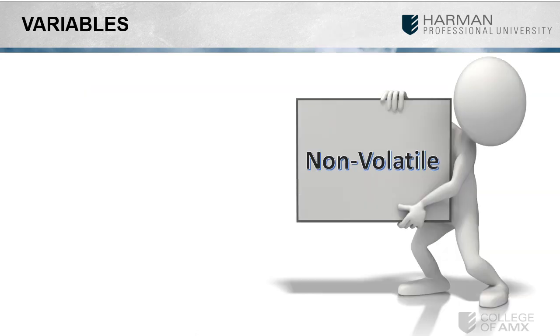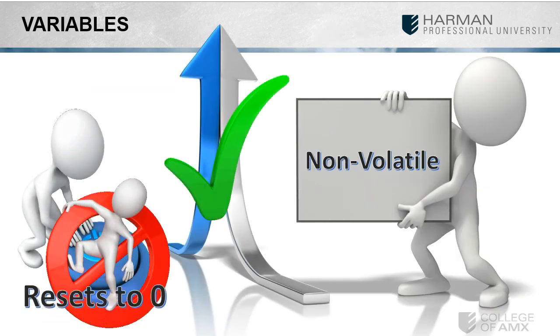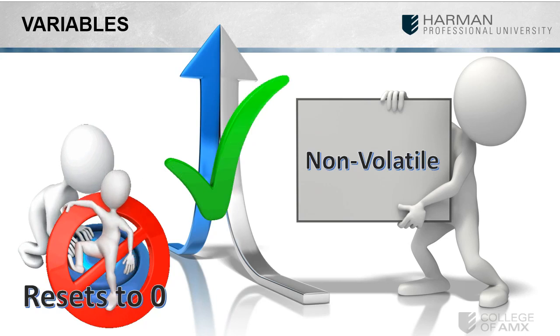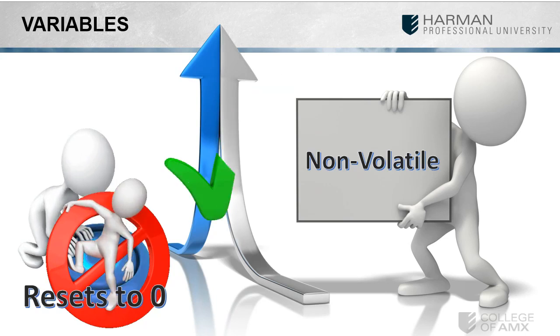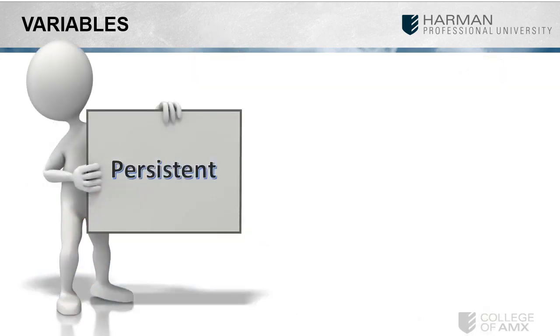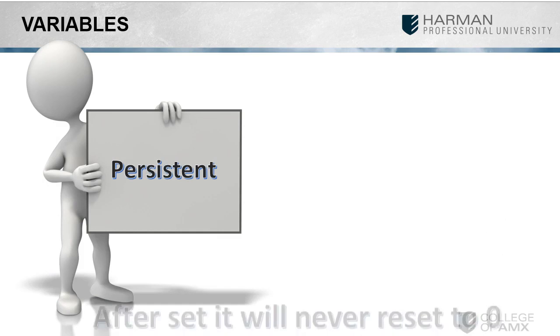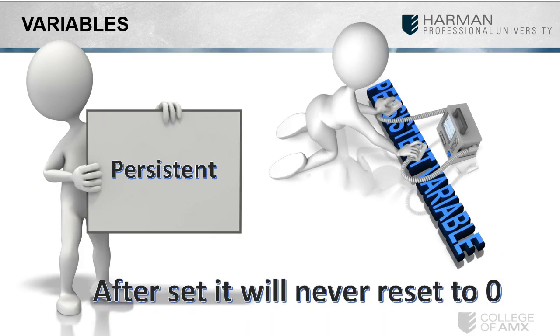Non-volatile variables retain their value in the event of a system power down or reboot, but will be reset to 0 if the program is reloaded. Variables that are defined as persistent will be reset to 0 the first time a program is loaded to the master, but subsequent reloads of the program or system reboots will not reset the value of a persistent variable.